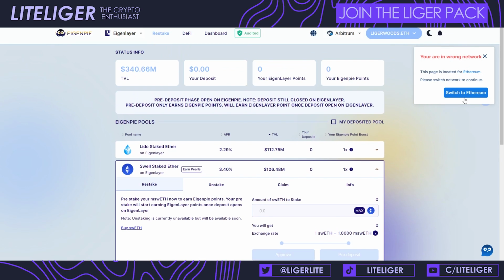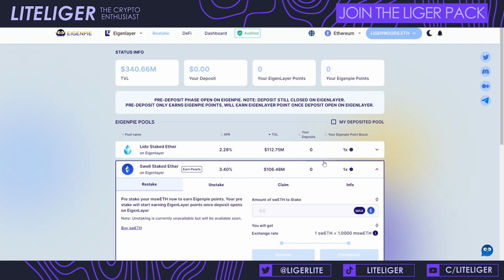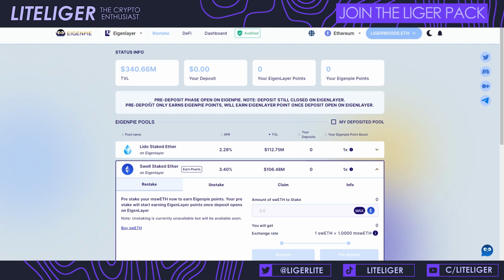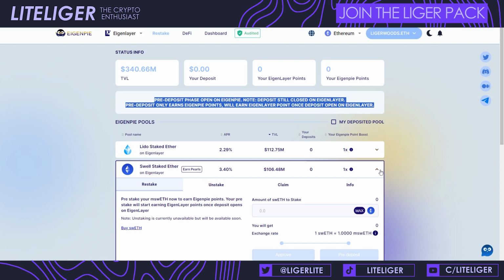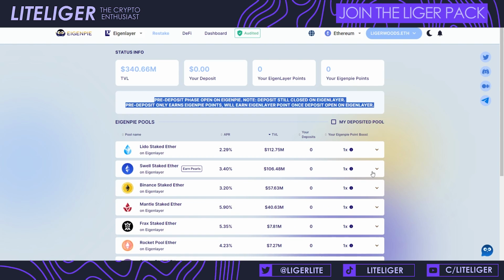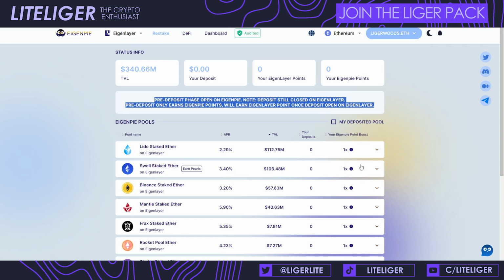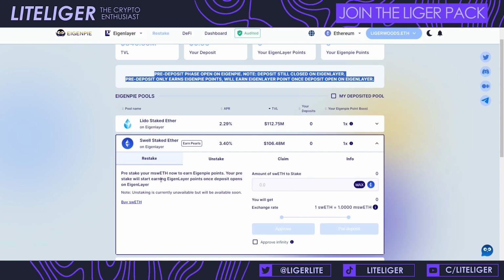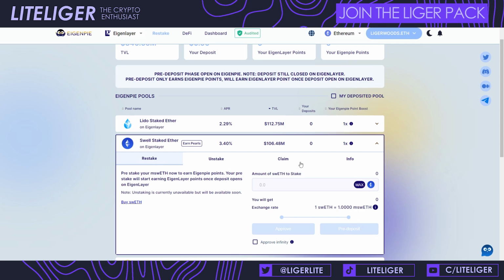We have Magpie, Aeon Pie, and these are not actually getting you currently Eigenlayer points until they're going to be opening the deposits. This message has been here for quite some time, so I don't know if that is true right now because I think the limits have been removed. And what they have here is Swell Staked Ethereum, you get Pearl points, and I think you're going to be getting Magpie points and Eigenlayer points. So 3 different types of points.